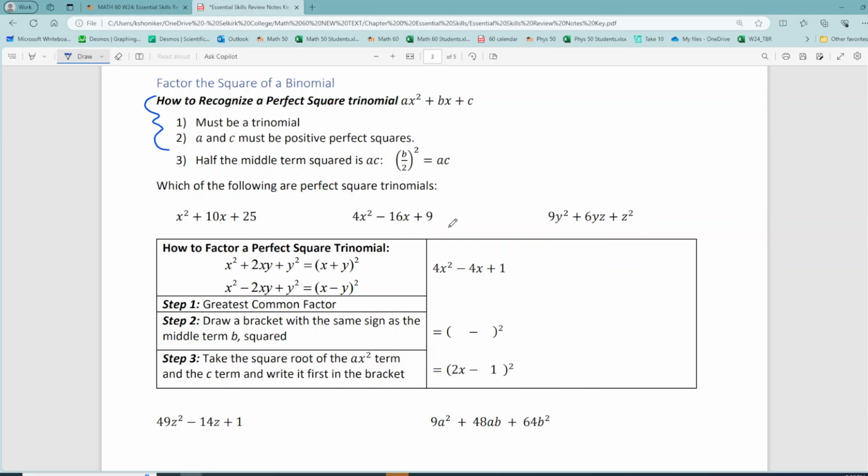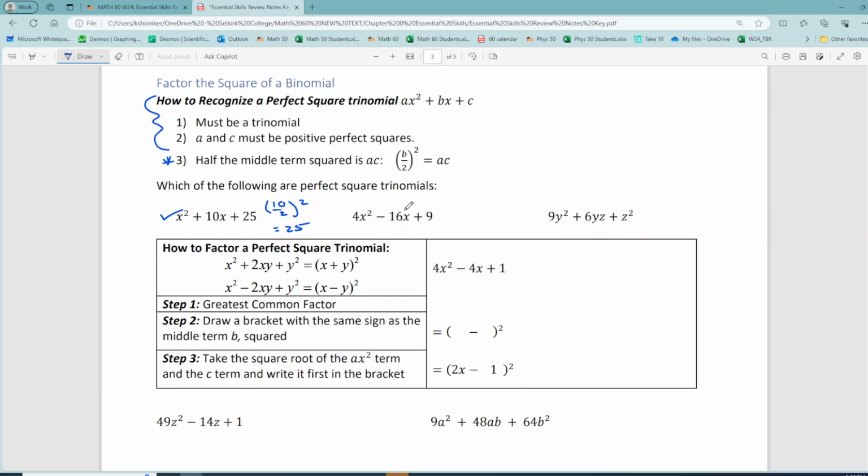So first things first, they're all three terms. Awesome. Second thing, the A and the C have to be perfect squares. So 1x squared, 25. Good. 4x squared, 9. Good. 9y squared, z squared. Good. Now we're checking 3. 3 is that if I take half the middle term, so for this one, if I take half of 10 and I square it, do I get 25? I do. Yay! That's a perfect square trinomial.